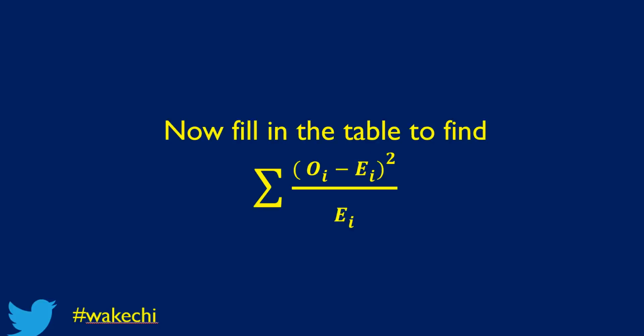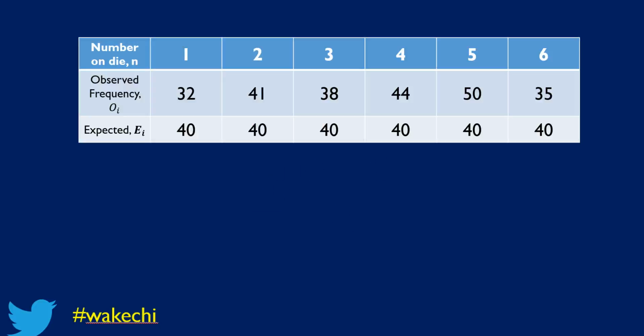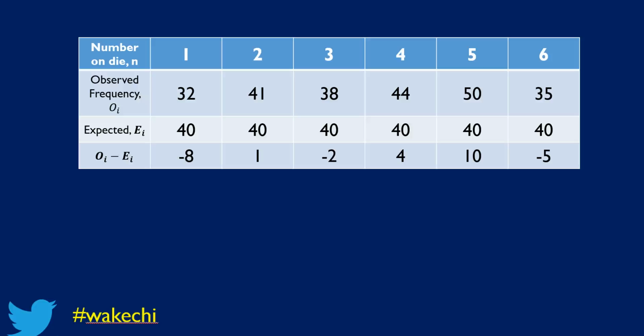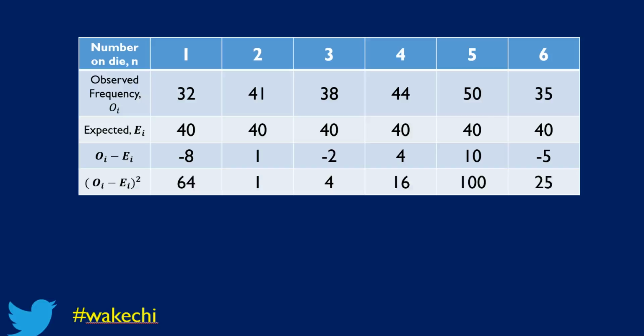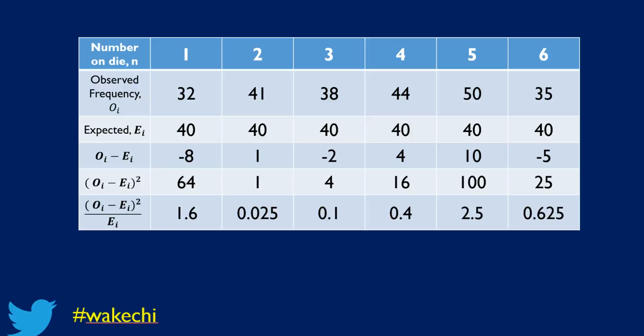Now we're going to draw out a table to find the following. Hopefully you have something like this, or you've been working through something similar. First thing to do is find your differences, so hopefully you get what I get on that row. That's just your OI minus EI. But then you have to square it, so we should get the following. And then you have to divide all those values by EI. So you're dividing all the values on that bottom row by 40, and you get the following.